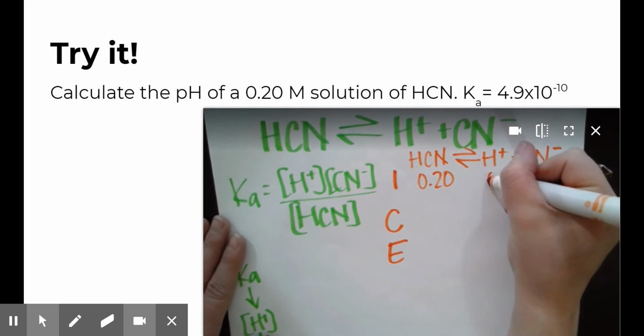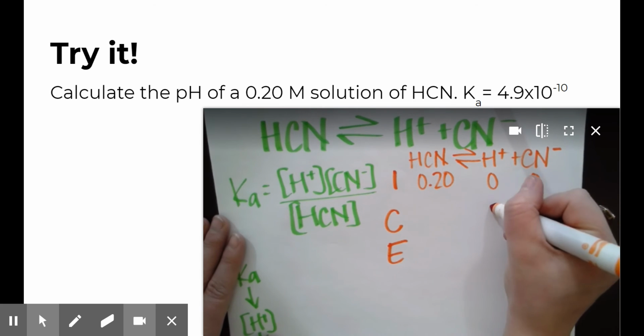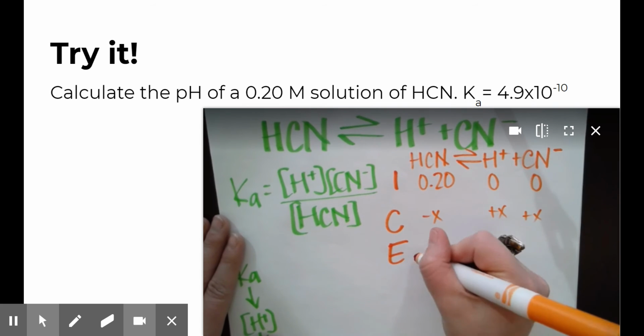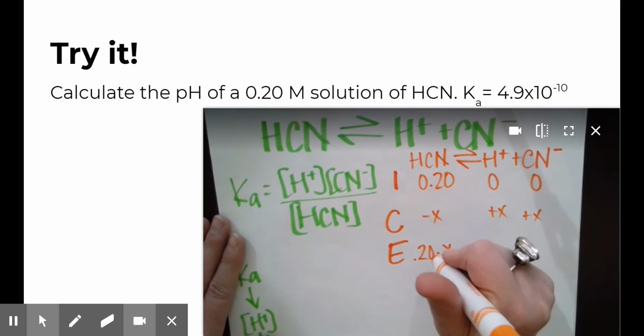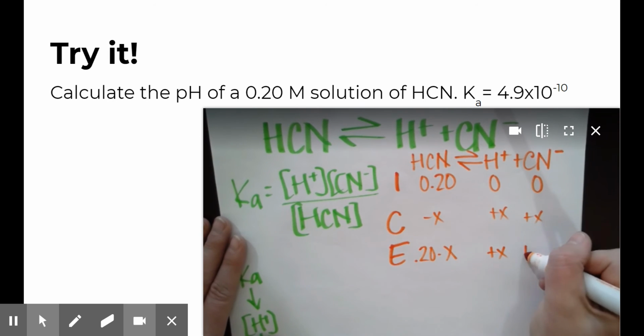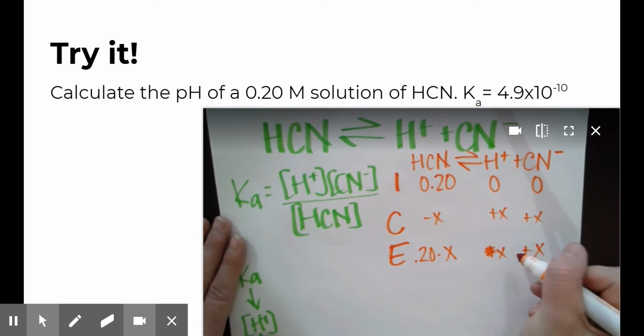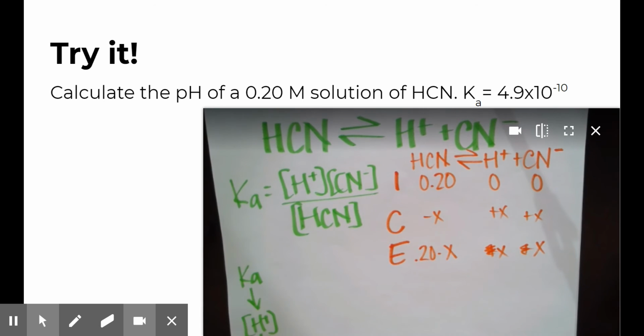Okay, so let's see how you did. Hopefully you got this here, plus x, minus x. Hopefully you got 0.20 minus x. If you already said you wanted to ignore the x, that's great too. Those values are x and x.